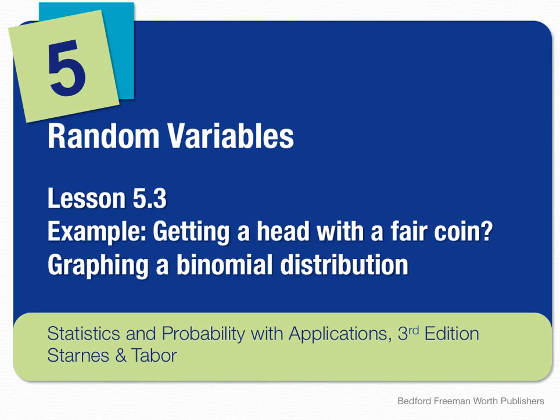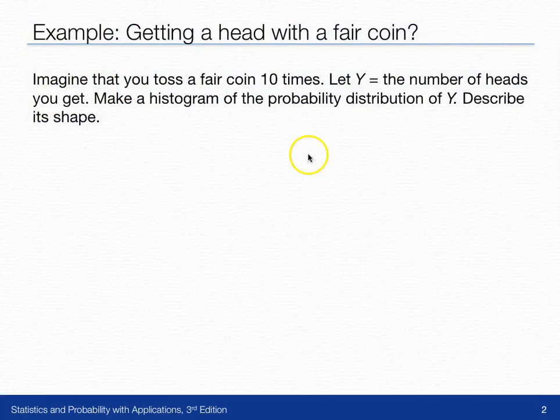In the Lesson 5.3 example, Getting Ahead with a Fair Coin, we're going to graph a binomial distribution, and we're going to do this two ways. Imagine we toss a fair coin 10 times, and we're going to let y equal the number of heads that we get. We want to make a histogram of the probability distribution of y, and describe its shape.